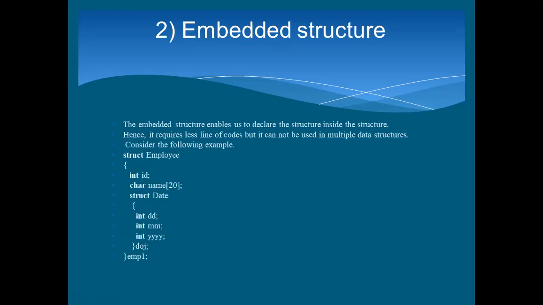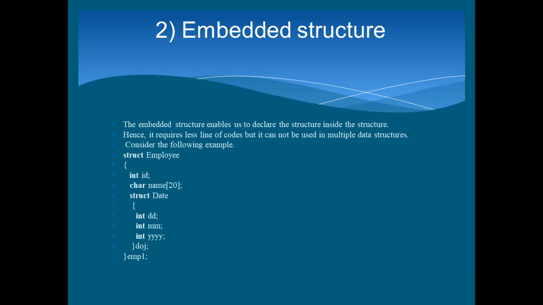Now another way is embedded structure. In the embedded structure, within the structure internally we create another structure. When we insert it into that one, it is called embedded. Embedded structures enable us to declare a structure inside a structure. Hence it requires fewer lines of code, but it cannot be used in multiple data structures.